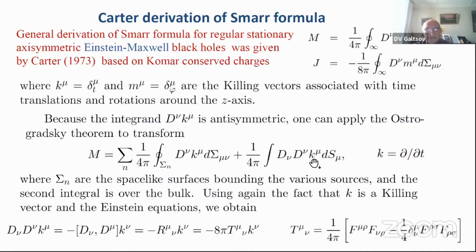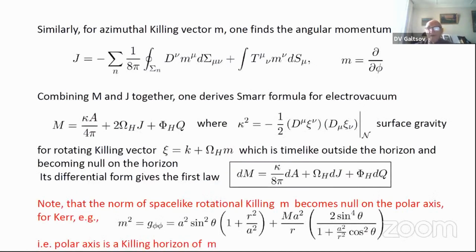contribution by Ostrogradsky-Gauss. And this bulk contribution, using the Killing equation, can be expressed through the Ricci tensor, and then through the energy-momentum tensor. So it will be the bulk contribution of fields. Carter applied this to Einstein-Maxwell, and apparently it can be generalized to other systems, including a scalar field without potentials. I will say about that a bit later. The same you can do for angular momentum, taking the azimuthal Killing vector here.